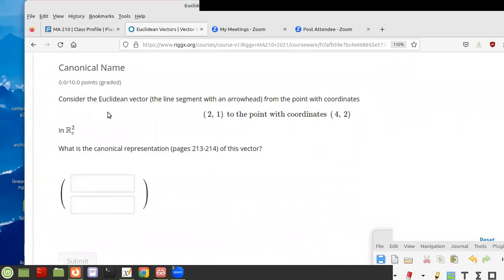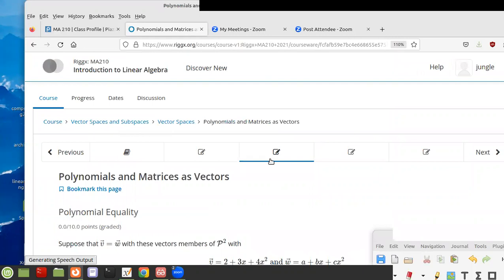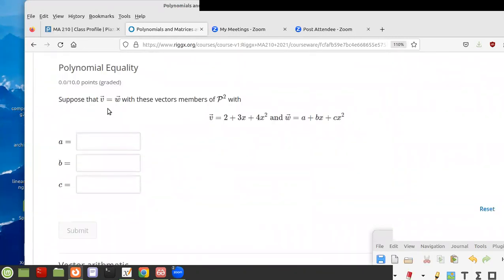Euclidean vectors. Well, here's one. Consider the Euclidean vector, line segment with an arrowhead from the point with coordinates here to here. What's the canonical representation? I don't know if these page numbers are accurate anymore because this might be for a previous version of the text. But it's what we went over in this chapter, okay? Canonical name, polynomial, okay. Suppose that V equals this and W equals this, members of P2. What's A, B, and C, okay?